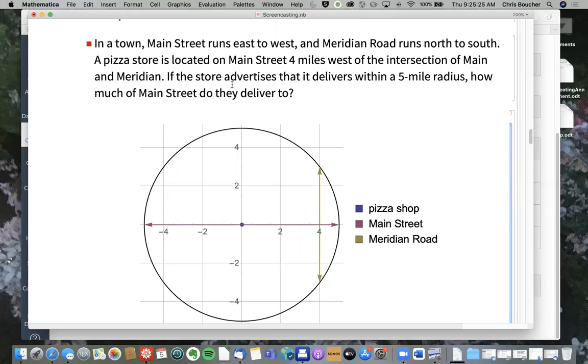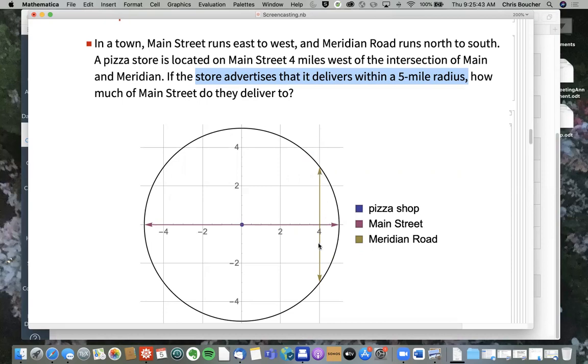And the reason for this is that the store advertises that it delivers within a 5-mile radius. So that means if I draw a circle around the pizza shop of radius 5, that represents its delivery area. So if you're inside the black circle, they'll bring you a pizza. If you're out here where the cursor is, you're out of luck.